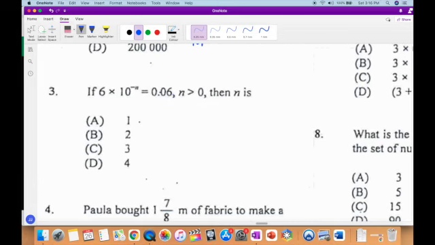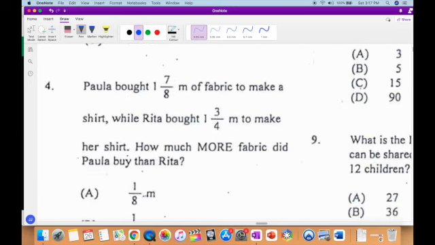Number 3: 6 times 10 to the negative n is 0.06. Well, in order for me to get back from 0.06 to the 6, I would need to move 2 spaces, 1, 2. So if I had 6 times 10 to the negative 2, then that point would move 1, 2, and I would get 0.06. So obviously the answer here is 2 decimal spaces.